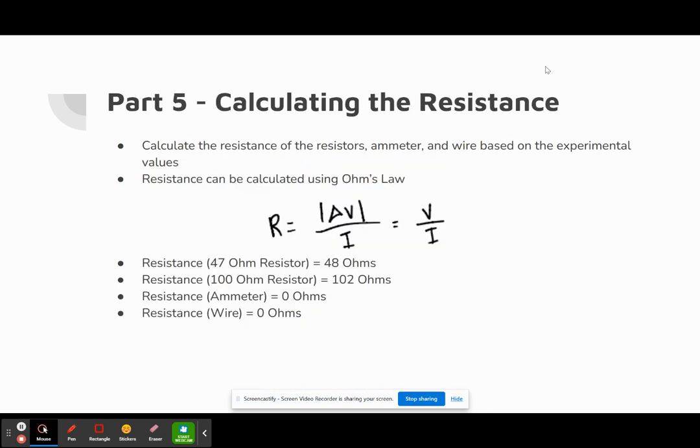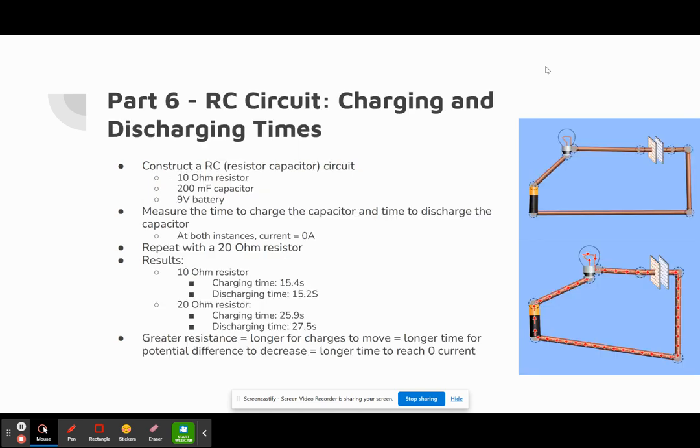For part 5, calculating the resistance, when we calculated the resistance of the resistors, we used R equals V over I. Our resistance for a 47 ohm resistor was 48 ohms. Our resistance for a 100 ohm resistor was 102 ohms, and for our resistance of our ammeter and our wire, they are both equal to 0 ohms.